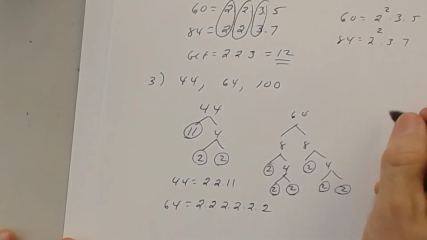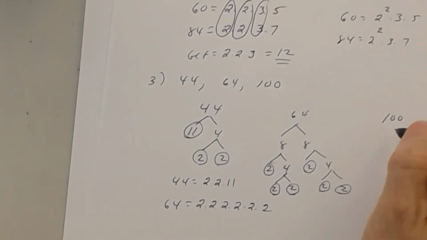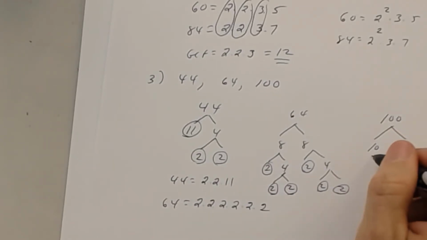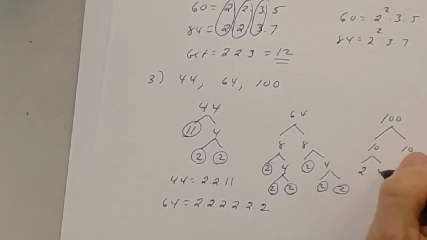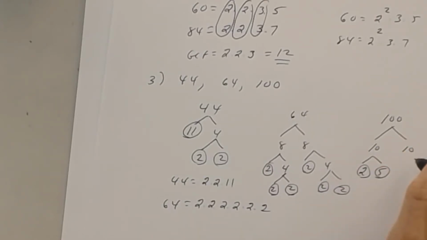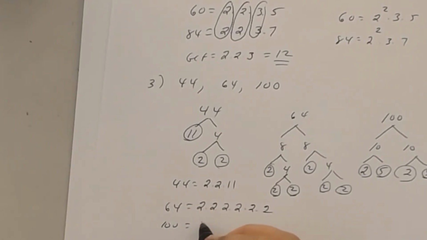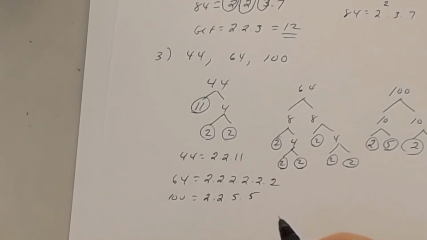All right, now 100. 100 would be, what do you want to try there? 10 times 10, okay. 10 is 5 and 2. 10 again is 5 and 2. So in terms of 100, I have 2 times 2 times 5 times 5, right?